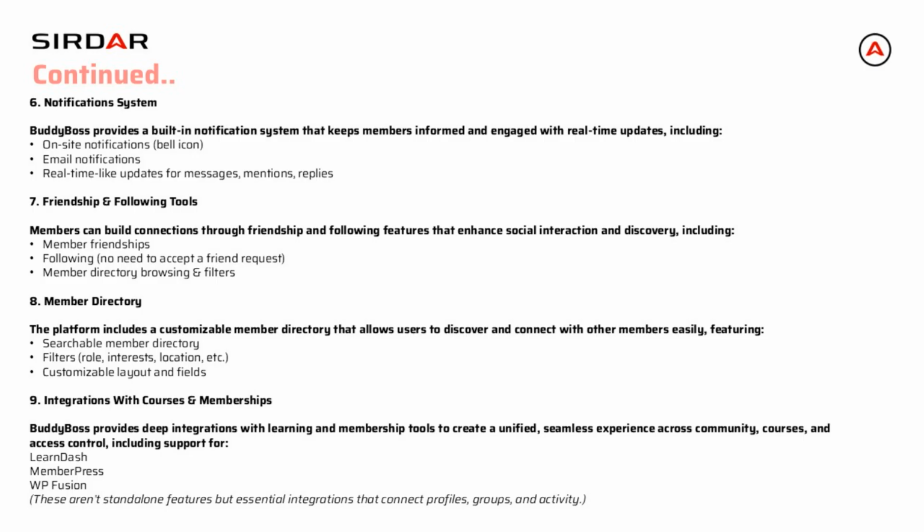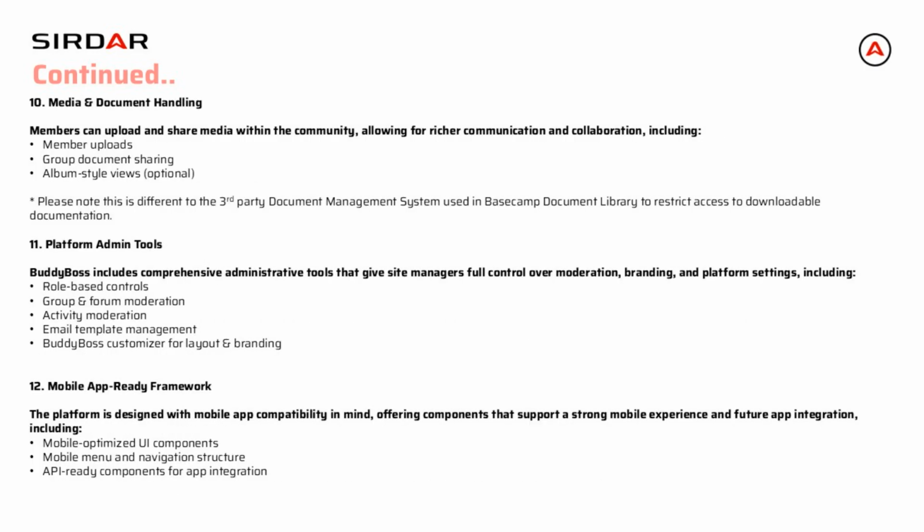Feature 9 is the set of integrations BuddyBoss has with learning and membership tools. BuddyBoss connects deeply with systems like LearnDash, MemberPress, and WP Fusion, allowing community activity, course progress, and membership rules to work together smoothly. This means a member's profile can show their course progress, group access can be linked to membership levels, and activity feeds can display learning milestones. These integrations are not standalone features, but they are essential because they tie the community, learning, and access control into one unified experience.